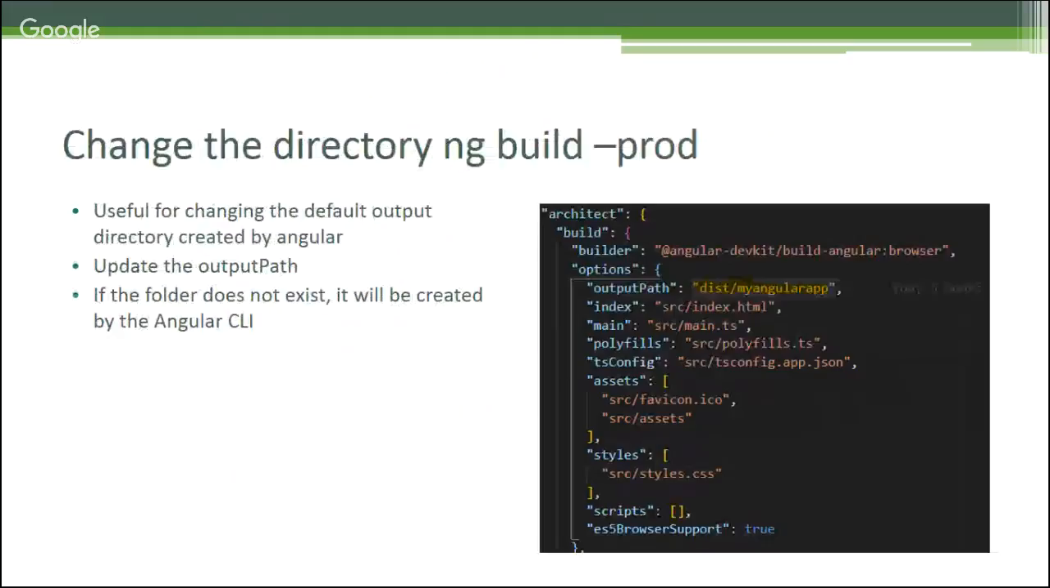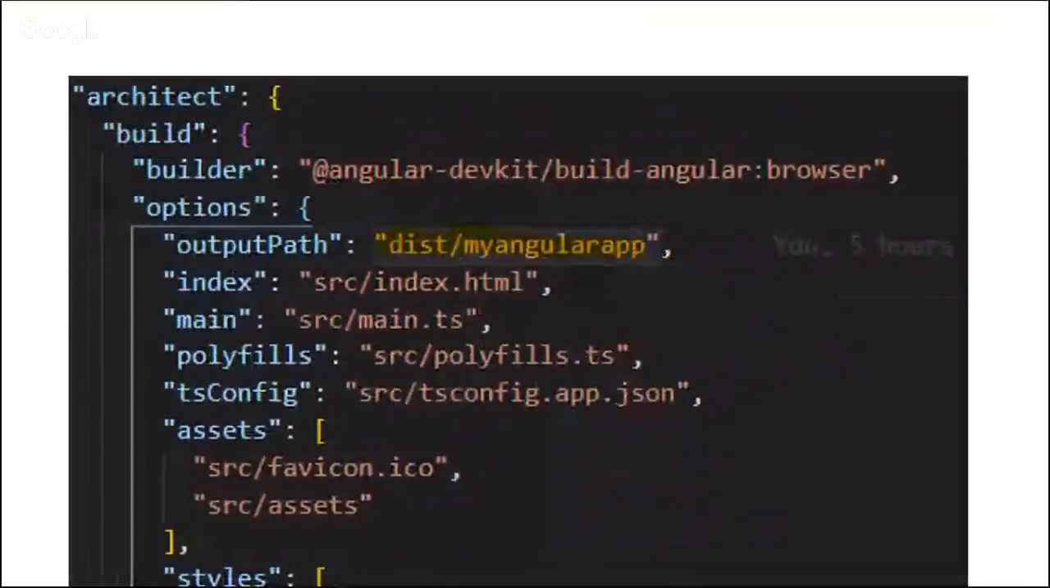This shows you how to change the directory for production. You use it for changing the directory, update the output path, and if the folder does not exist, it will be created by the Angular CLI. So where is it over here? This is what you edit if you want to change the directory that ng build outputs to.